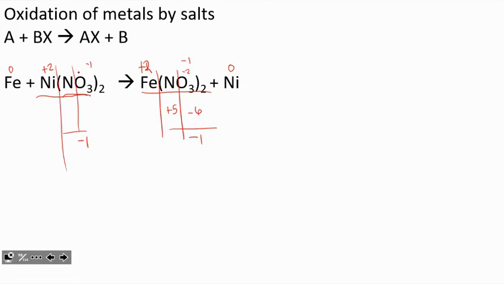So if we have our oxygen at a -2 times 3, it's going to end up being a -6. So that makes our nitrogen a +5 again. So there's been no change to our nitrogen at all. There's been no change to our oxygen either. So it's the iron and the nickel that we're looking at as far as changing. So if you look at just the iron, it went from a 0 to a +2. So it has become more positive. It lost electrons. And our OIL RIG tells us that a loss of electrons is oxidation.